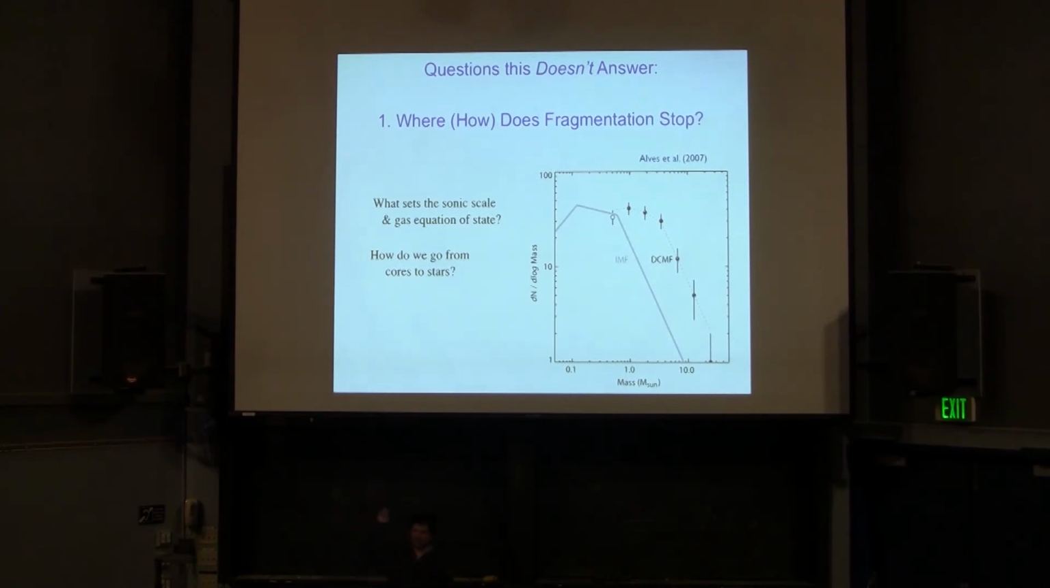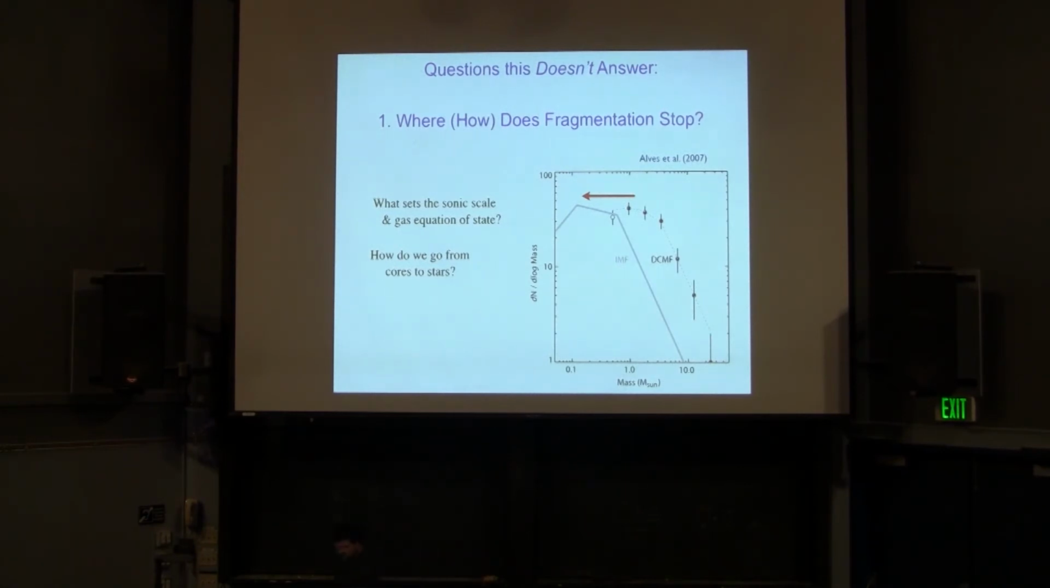The sound speed is a number that I just pull out of a hat and say, for this galaxy it's this, for this galaxy it's this, and I plug it into my equations. And it works, but I don't have a reason for choosing the number I chose, let alone what the gas equation of state is. And we also have to ask how we get from cores to stars. So here's the core mass function, here's the initial mass function, and there's that notorious factor of 3 or a few that lurks between the two.